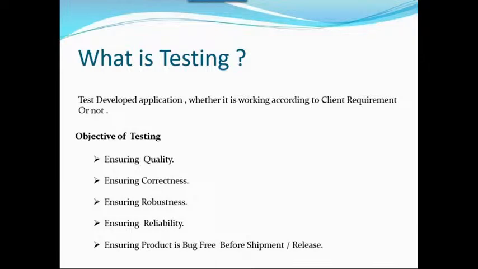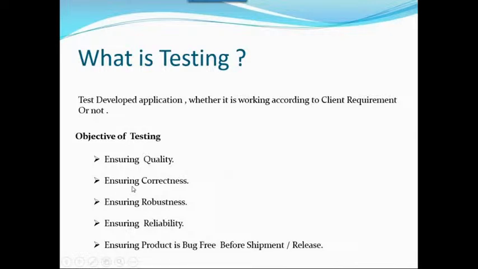What is the meaning of correctness and robustness? Correctness means critical functionality also we need to check. Robustness means we need to check whether it is working as per the given requirements in all the areas or not. And reliability is one of the most important ones. Reliability means we need to check whether this application is user friendly or not while doing the testing. And this is the objective of testing.